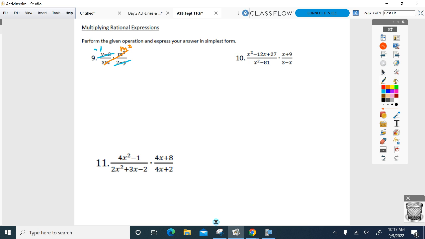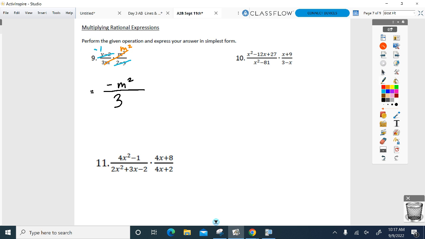Now, just like we did with reducing, you tell me what's left on top and what's left on the bottom. So what's left on top now? -1. You can put the 1 there if you want, you don't have to. -1 m squared. And what's the only thing we didn't cross out on the bottom? 3. That's it. You just multiplied your first set of fractions. Congratulations. All good.